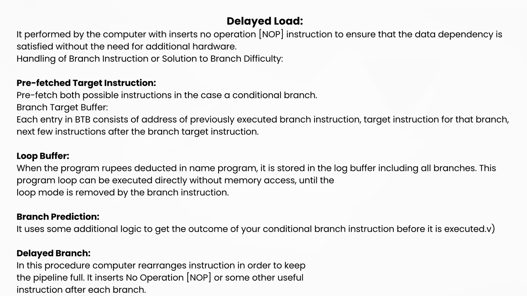Branch prediction. It uses some additional logic to guess the outcome of a conditional branch instruction before it is executed. Delayed branch. In this procedure, the compiler rearranges instructions in order to keep the pipeline full. It inserts a no operation or some other useful instruction after each branch.